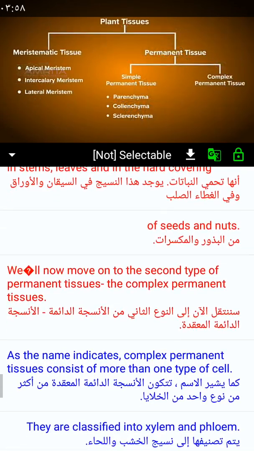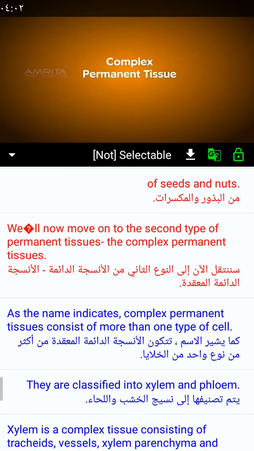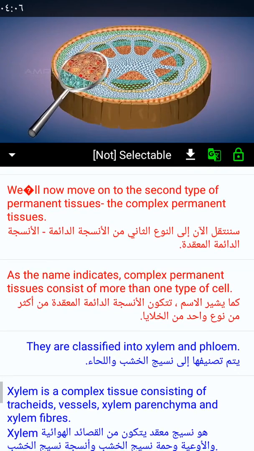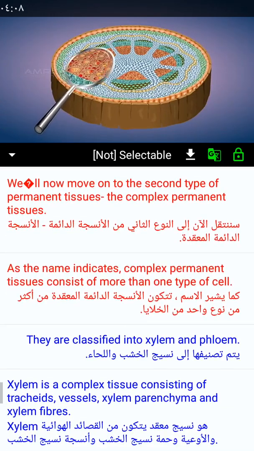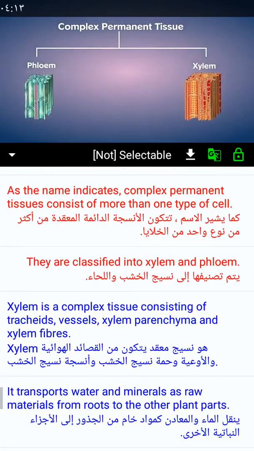We'll now move on to the second type of permanent tissue, the complex permanent tissues. As the name indicates, complex permanent tissues consist of more than one type of cell. They are classified into xylem and phloem.